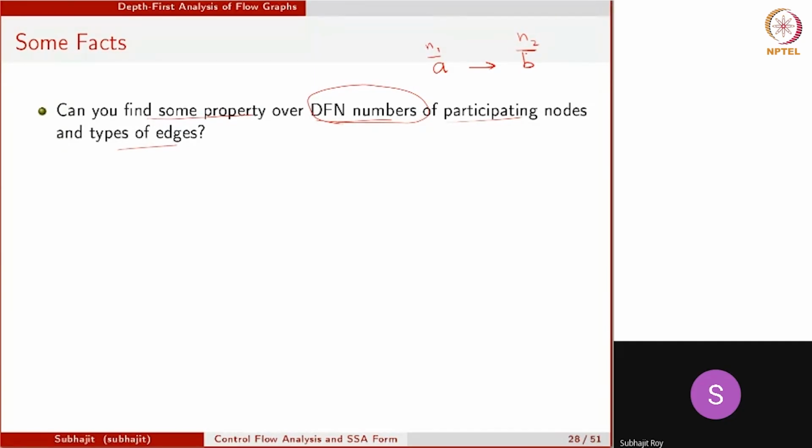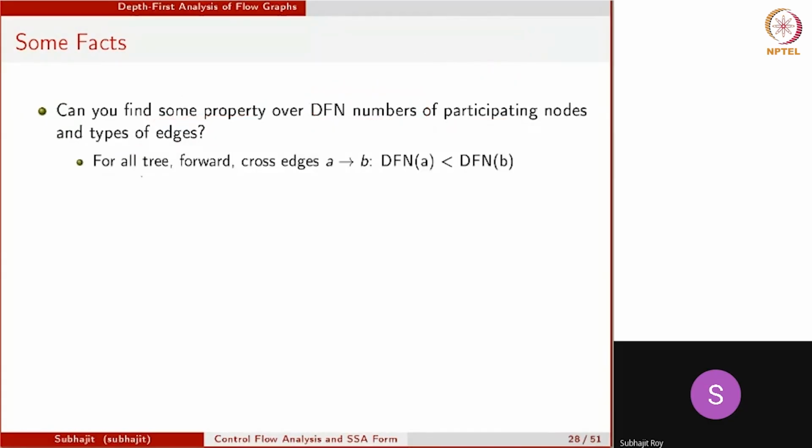So interestingly, as it turns out, for tree edges, forward edges, and cross edges, if you have an edge going from A to B, then the depth first number of A is always going to be less than the depth first number of B. Again, you guys should go back and try to prove this. This is a very simple proof. Again, a very simple proof. But it will actually clarify things a lot more. You will understand exactly what's going on.